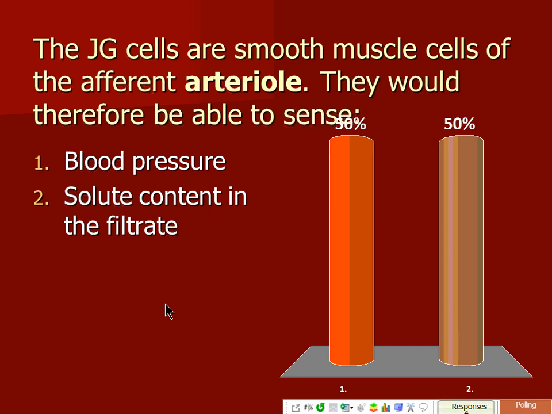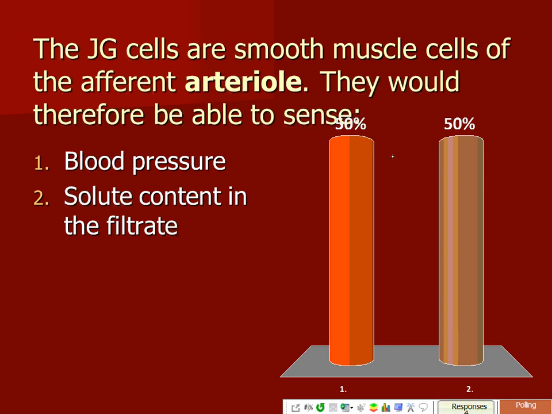In an arteriole, what is passing through? Blood. Right? So they will sense blood pressure. It's in the tubule that you have the filtrate which passes through. So it is the other, the macula densa, which is part of the DCT and ascending limb, that senses solute content. So instead of trying to memorize, think of it this way.